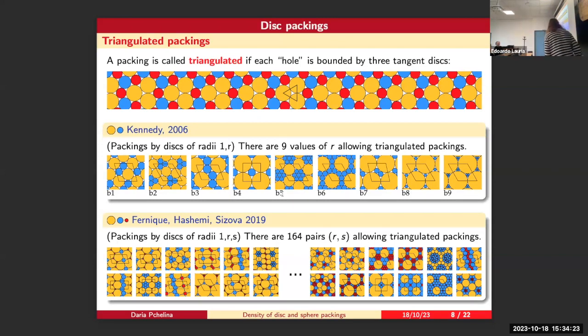So we have 164 pairs R and S, R being the radius of the blue medium disk, and S being the radius of the smallest red disk. They're here, you can look at them later, allowing triangulated packings.